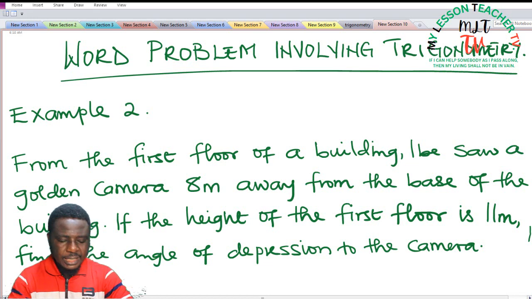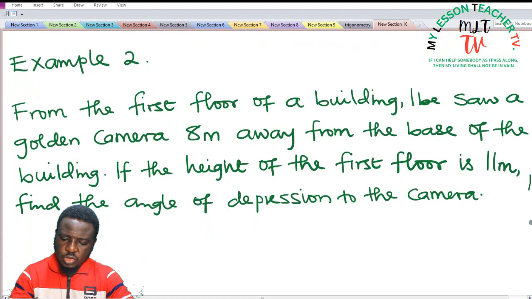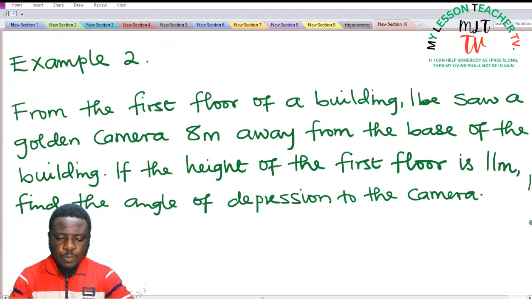Example 2 states that from the first floor of a building, a boy saw a golden camera 8 meters away from the base of the building. If the height of the first floor is 11 meters, we should find the angle of depression of the camera. So this is also a word problem that can be interpreted using a right angle triangle.